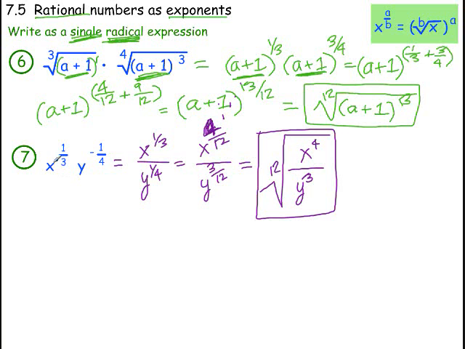So even something as bad as this can be handled. We just have to take a look at the indices and figure out what a good common index would be that will allow us to have rational exponents. Remembering, rational means an integer in the numerator and an integer in the denominator.